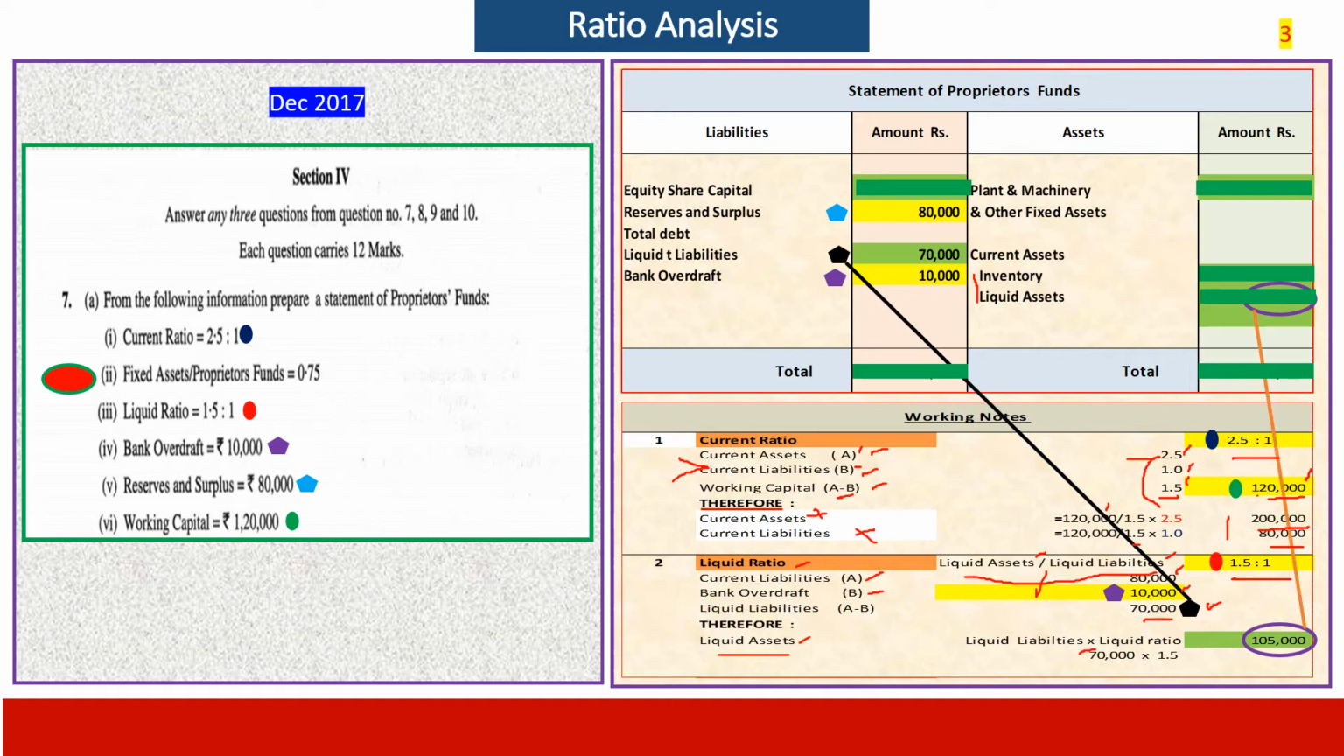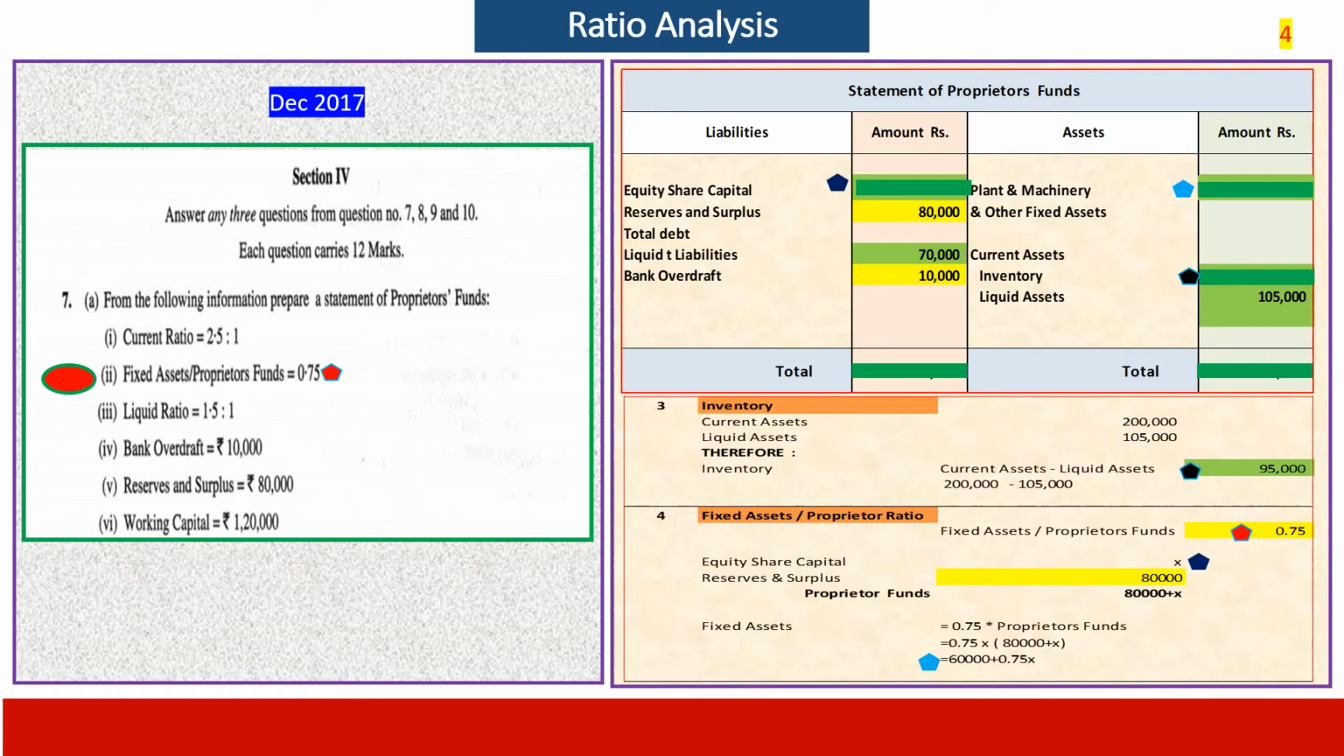Then we have got 1,05,000 as liquid assets out of current assets. We know current assets is 2 lakhs. Liquid assets is 1,05,000. And we will see here simple calculation of 2 lakhs current assets, liquid assets is 1,05,000. Therefore, inventory, which will be the differential, is 95,000. Now that 95,000, we make a posting into the statement of proprietors funds.